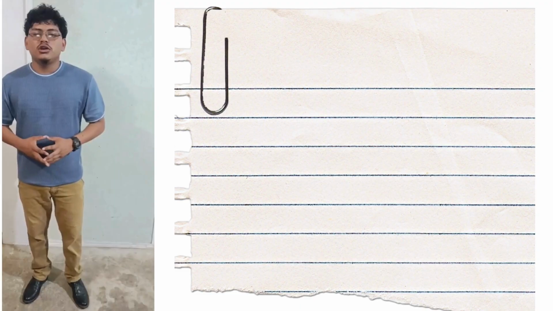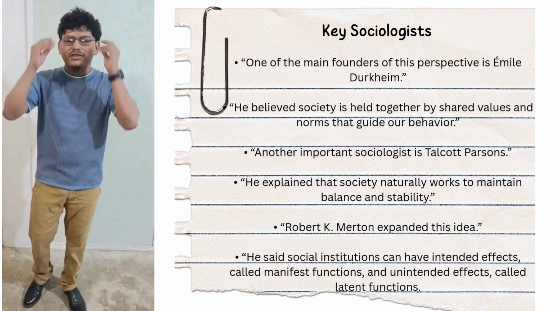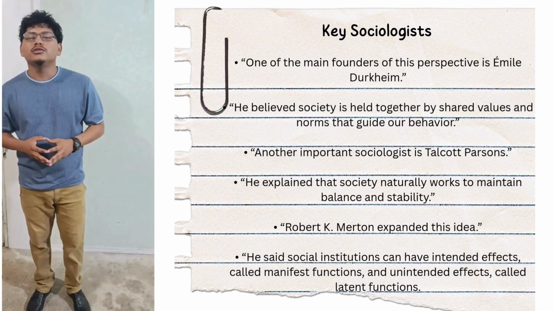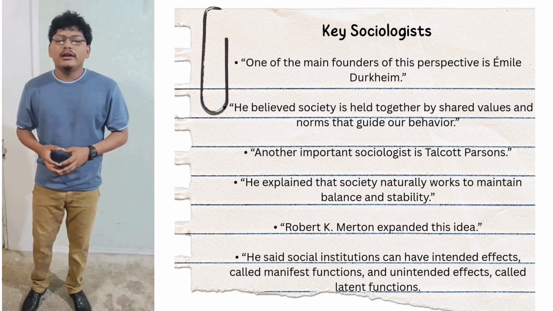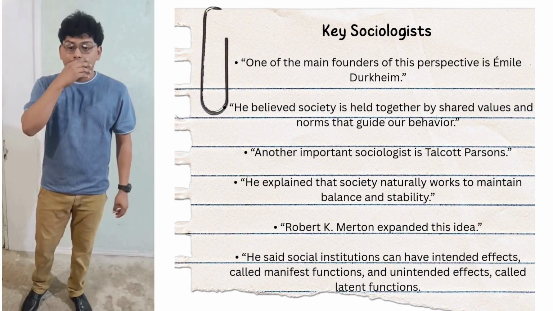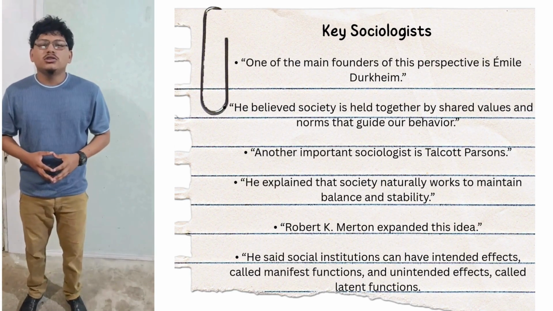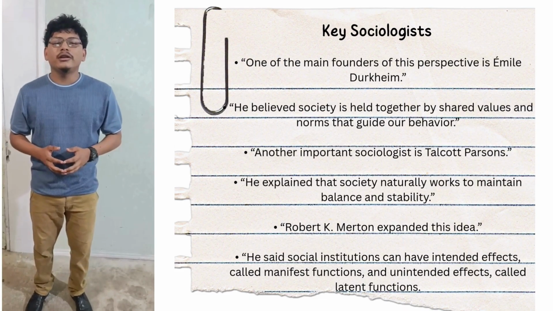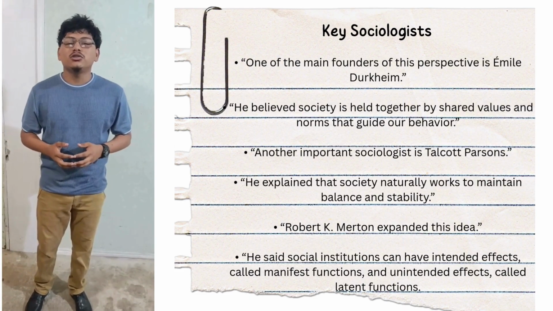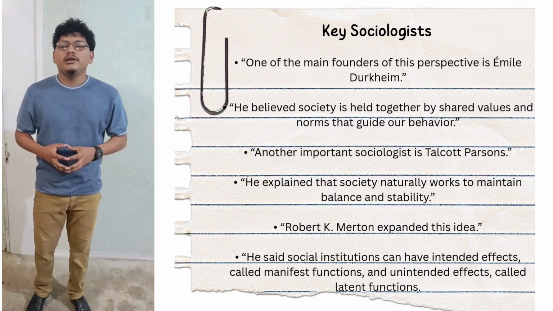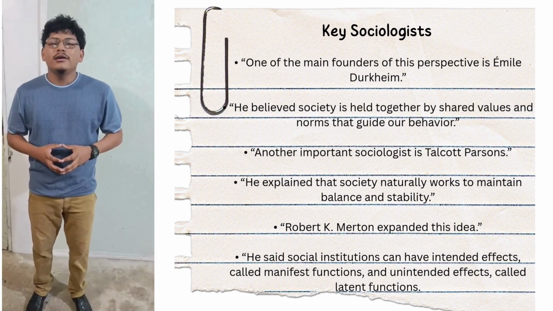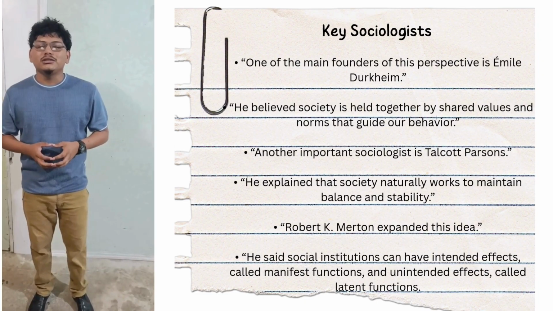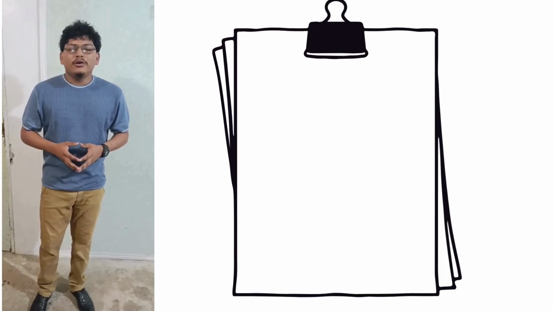Key sociologists. One of the main founders of this perspective is Emile Durkheim. He believes society is held together by shared norms and values that guide our behavior. Another important sociologist is Talcott Parsons. He explained that society naturally works to maintain balance and stability. Robert K. Merton expanded this idea by explaining that social institutions can have intended effects called manifest functions and unintended effects called latent functions.